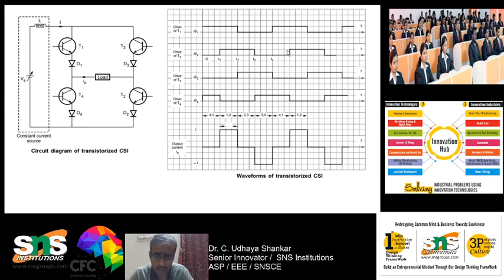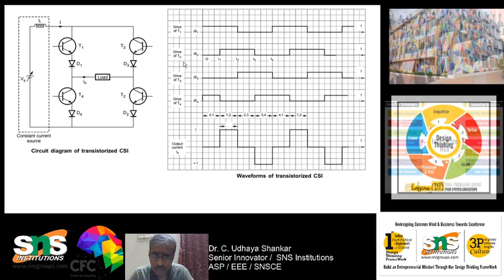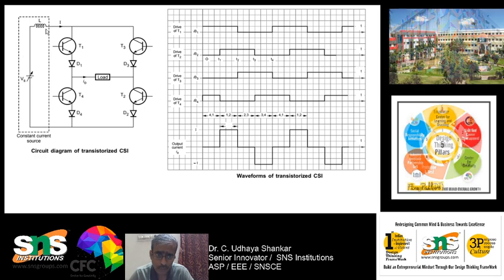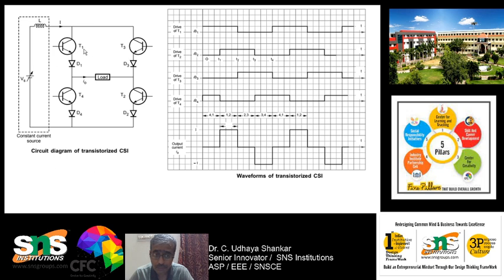This is how I will just go on. Okay, so you can see that this is the drive for T1, this is the drive for T2, this is the drive for T3, and this is the drive for T4. So you can see this is the switching sequence for T1, T2, T3 and T4. Diagonally opposite, the switching sequence is very, very important. This is T1 and this is T2, this is T3 and this is T4.